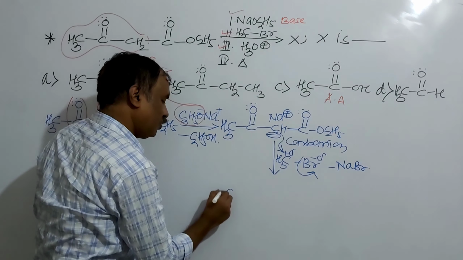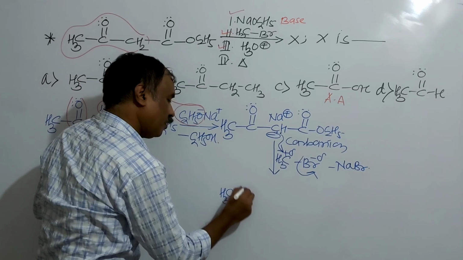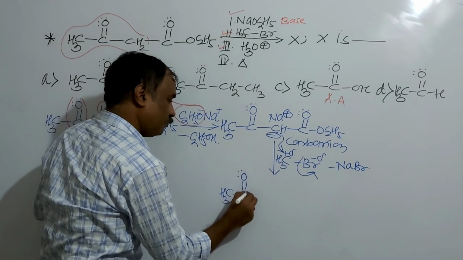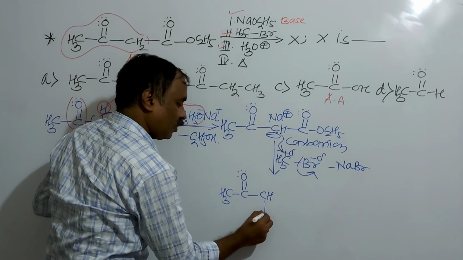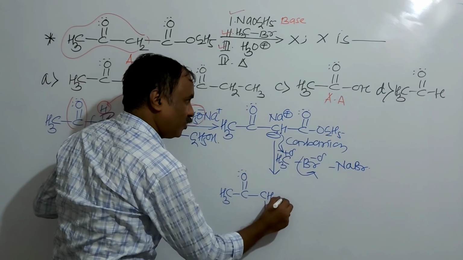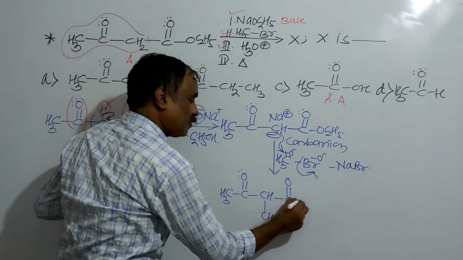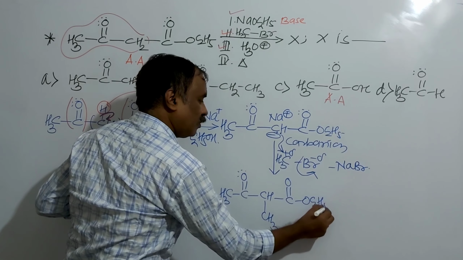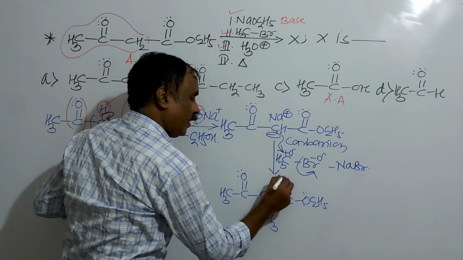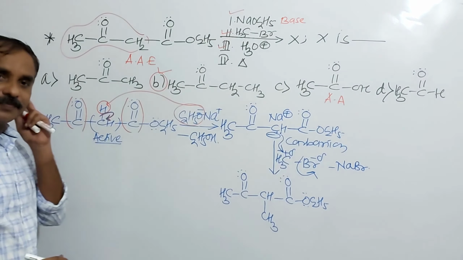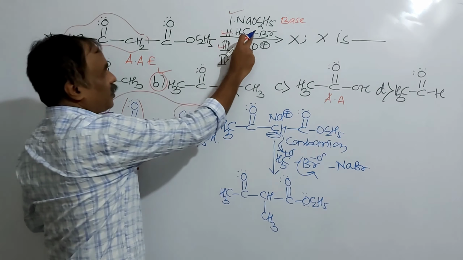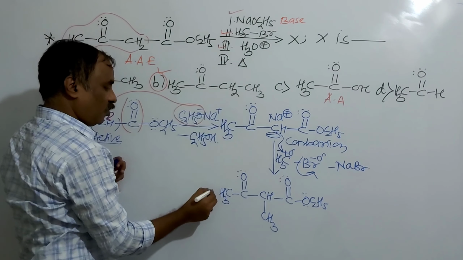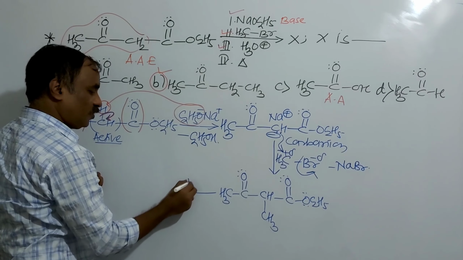And formation of what? Alkylated acetoacetic ester, methylated acetoacetic ester. This is step number two. Step number three, hydrolysis, acid hydrolysis.